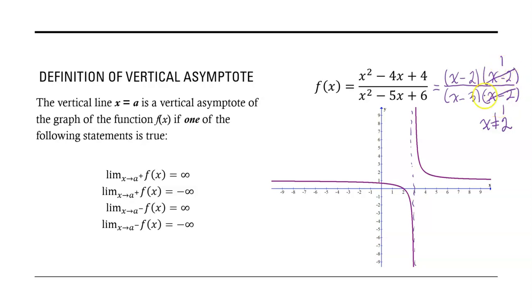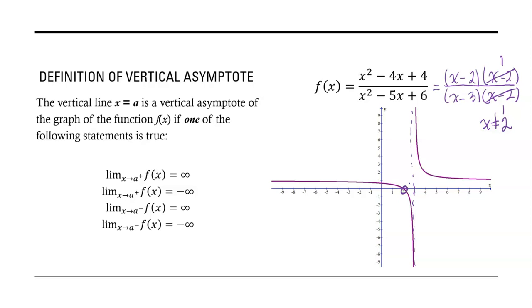We've removed information from the original function. In the original function, I could not let x equal 2. Therefore, in this simplified form, I also must not let x equal 2. So what's going on here? Well, you can't really see it, but there's a hole in the graph right there at x equals 2.